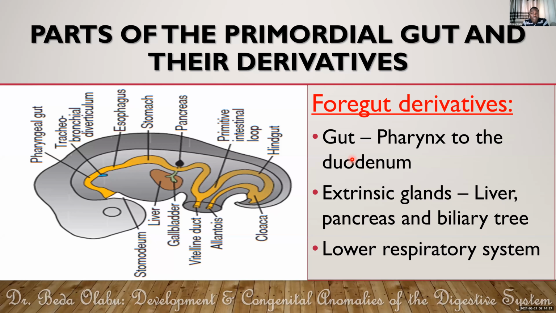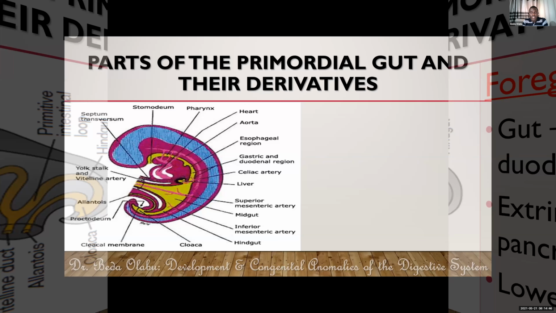Anyway, these are the derivatives of the foregut. In particular, I want you to remember that foregut gives you digestive system as well as respiratory system, because there are some malformations of the foregut which revolve around that concept. How about midgut?